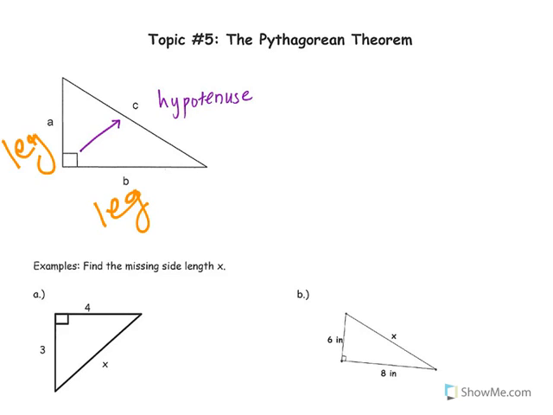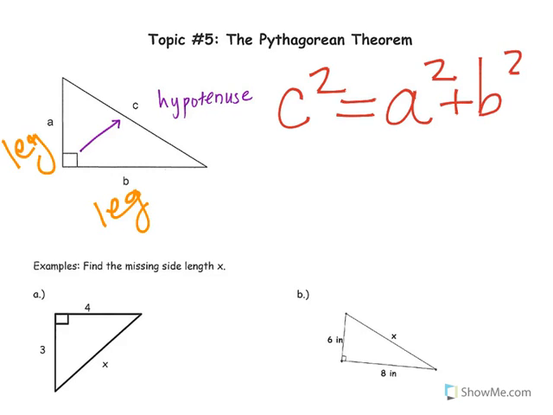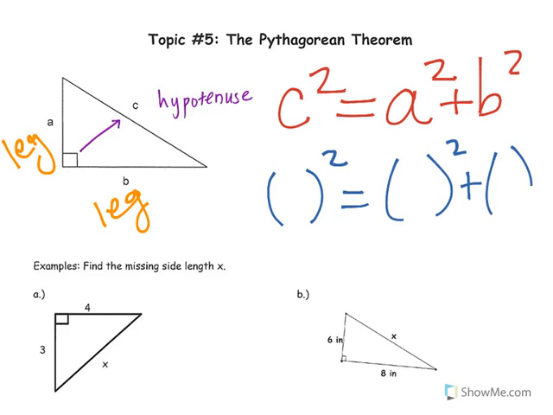Okay, now what is the Pythagorean theorem actually? The Pythagorean theorem says c squared, when I square the hypotenuse, that has to equal a squared plus b squared. So when I'm going to use this formula, I'm going to plug something in for C, something in for A, and something in for B. Okay? Let's look at 2 example problems together.